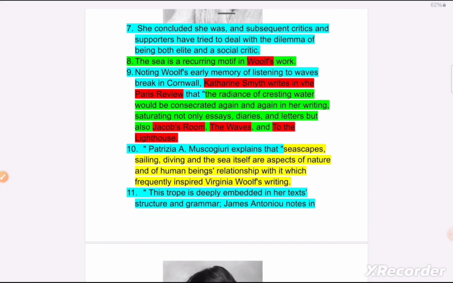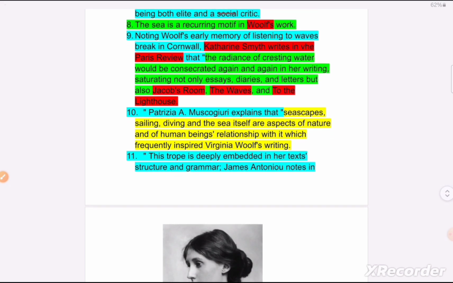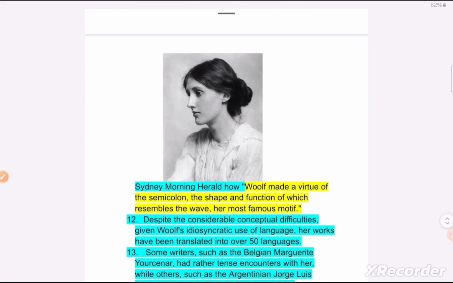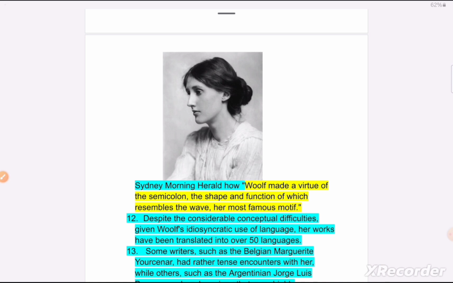Patrizia explains that seascapes, sailing, diving, and the sea itself are aspects of nature and of human beings' relationship with it, which frequently inspired Virginia Woolf's writing. This trope is deeply embedded in her text structure and grammar. James Antonio notes in the Sydney Morning Herald how Woolf made a virtue of the semicolon, the shape and the function of which resembles the wave, her most famous motif. So, Virginia Woolf's famous motif is seascape and the sea.